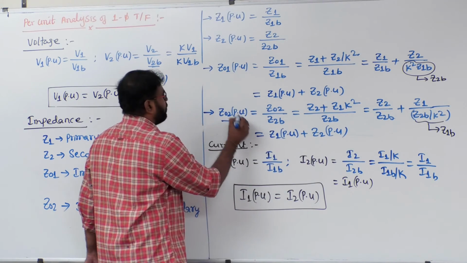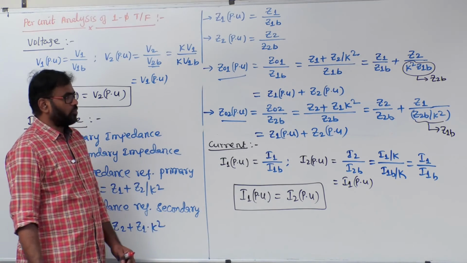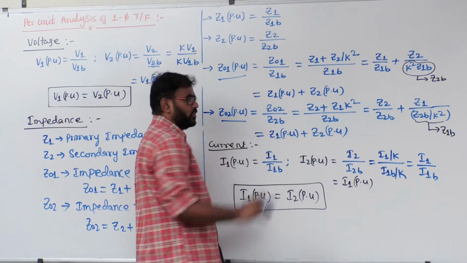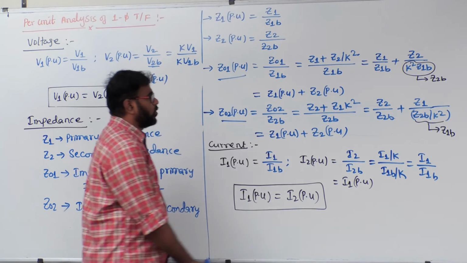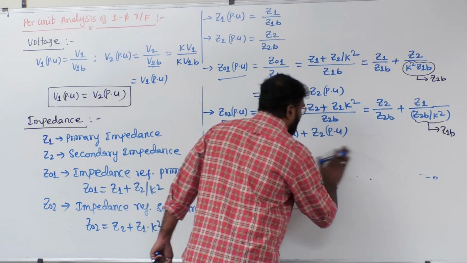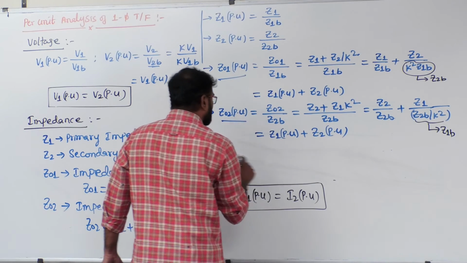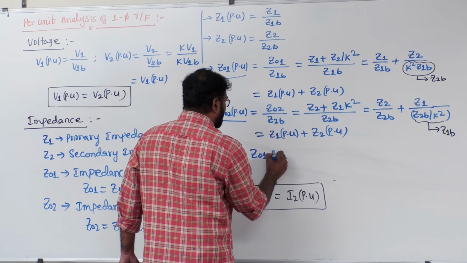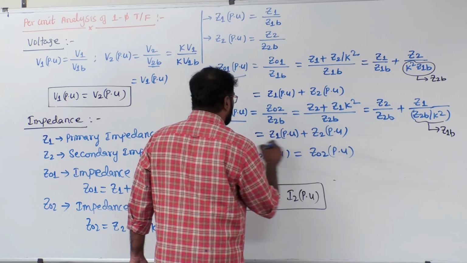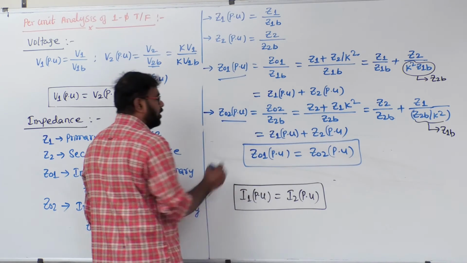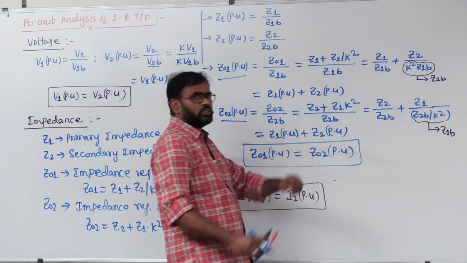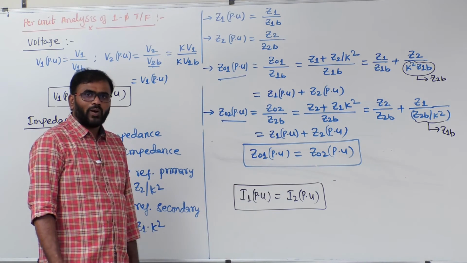So that means, tell me Z01 per unit and Z02 per unit. Check, both are same or not same? Yes, they are the same. Z1 per unit plus Z2 per unit. So finally, what is my point? In case of a transformer, the impedance referred to primary in per unit and the impedance referred to secondary in per unit are always the same.